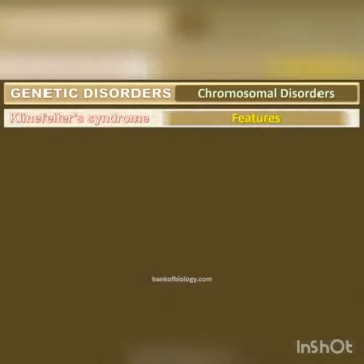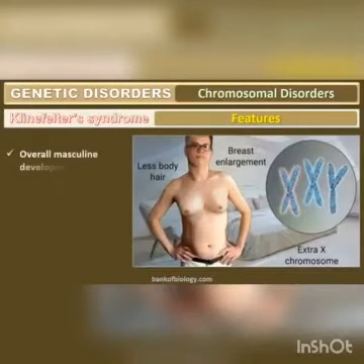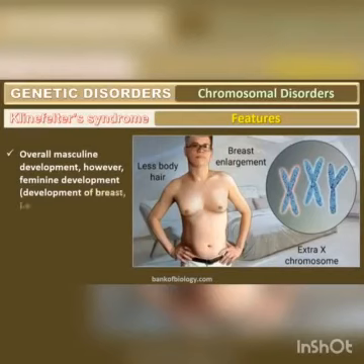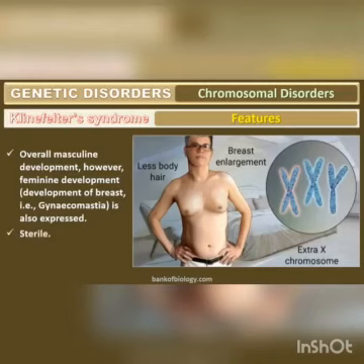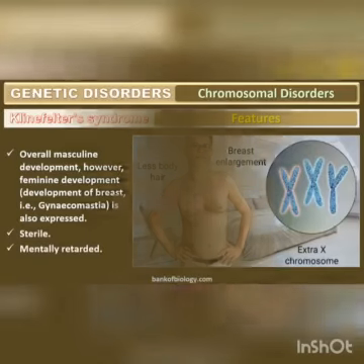They are usually sterile males, tall, obese, with long limbs, high-pitched voice, and developed genitalia, and have feeble breast development. You can see this in the picture. That is one extra chromosome, X chromosome.